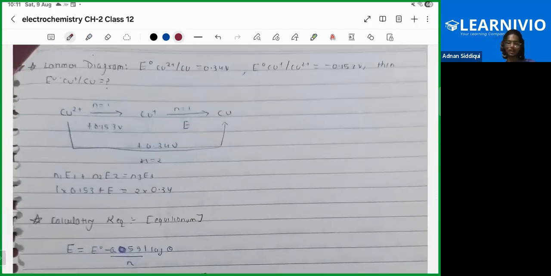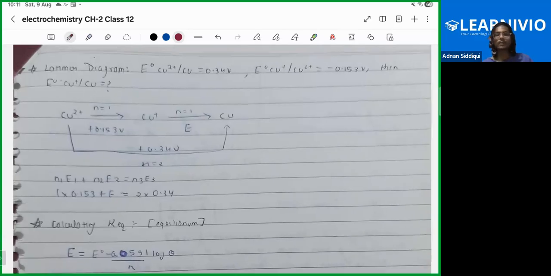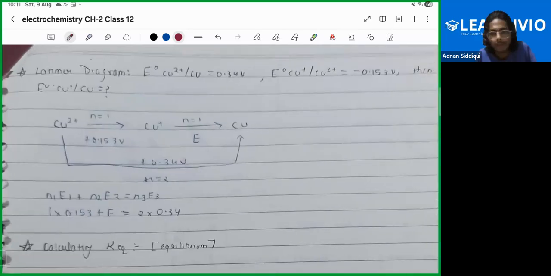This is the Latimer diagram. I don't think it is in your NCERT, but let us understand it. It might help you to solve some questions. So let us see what is the Latimer diagram. Suppose you are given two or three chemical cells in different oxidation states. By relating two cells, you can determine the value of the third one. It is simple as that.